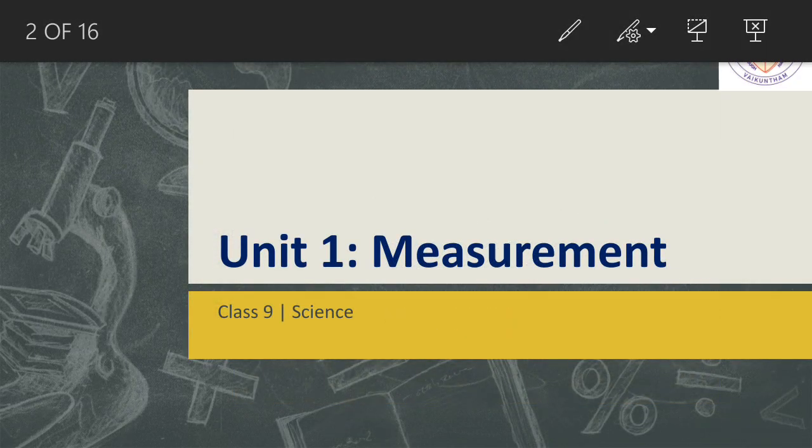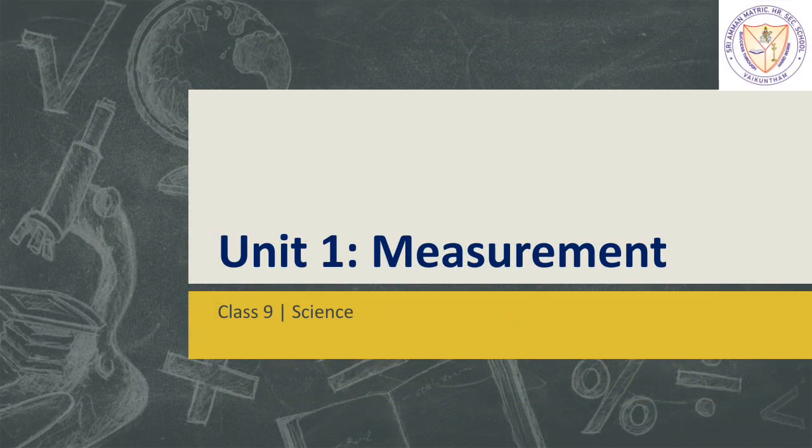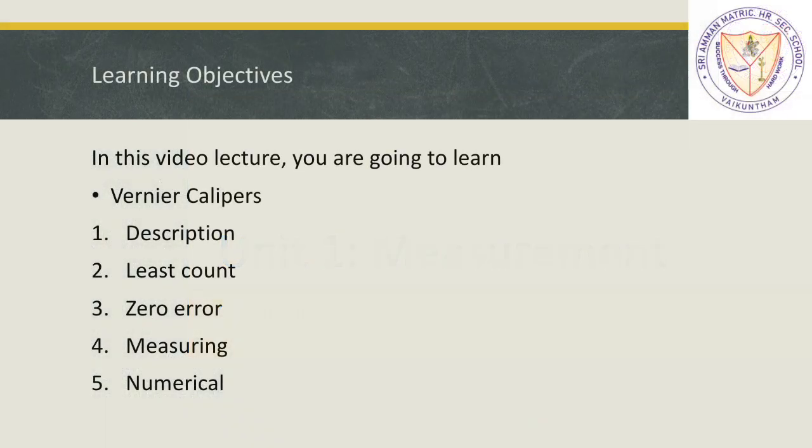So we were dealing with our first unit, that is measurement. In the previous videos we have learnt about the different physical quantities and their SI units, and after that we even studied some of the rules for writing the SI units and their symbols. In this video lecture we will be learning about one of the instruments used for measuring length, that is vernier calipers.